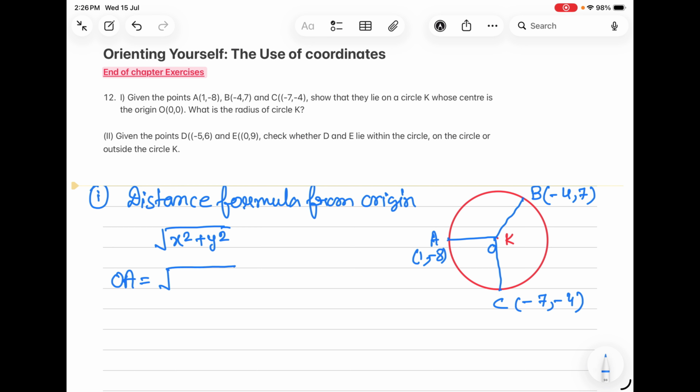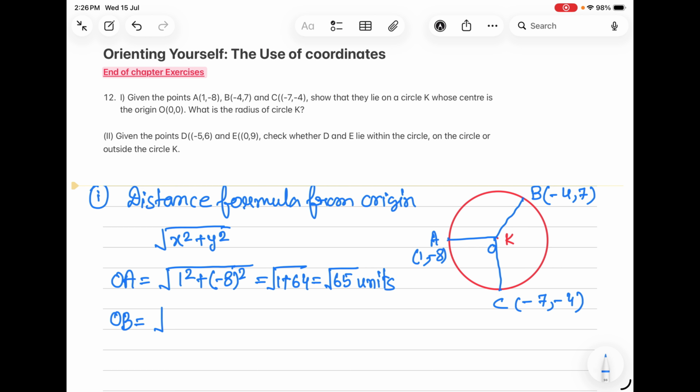Distance of OA. Then square root of x square plus y square, where the value of x is 1 and the value of y is minus 8. Then 1 square plus minus 8 whole square, which is 1 plus 64, that is 65. So the square root of 65 units. This is the distance of OA.